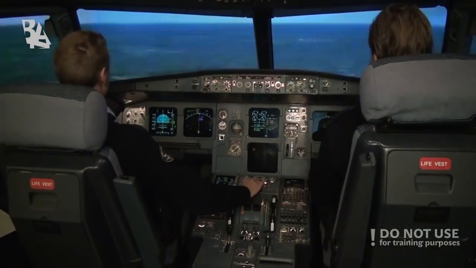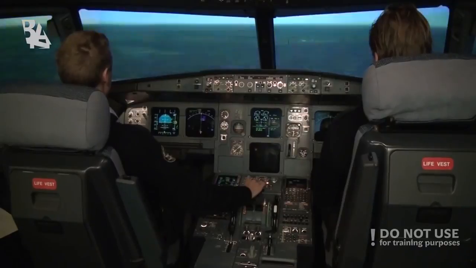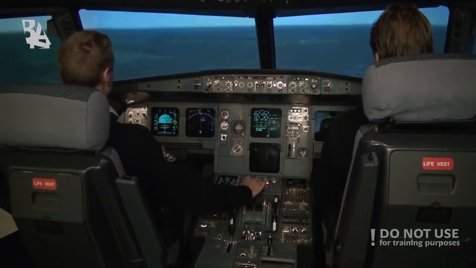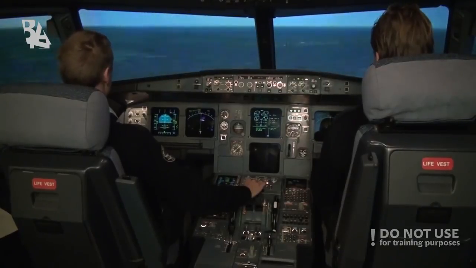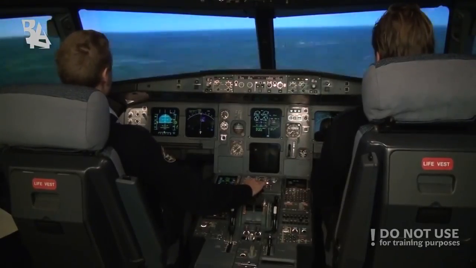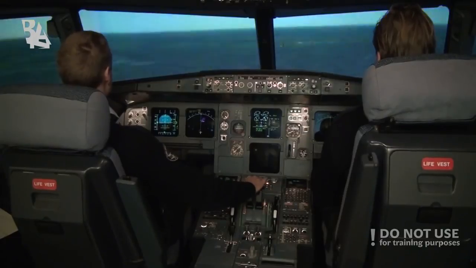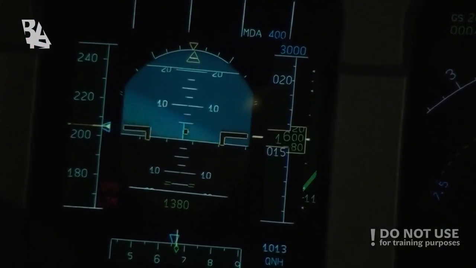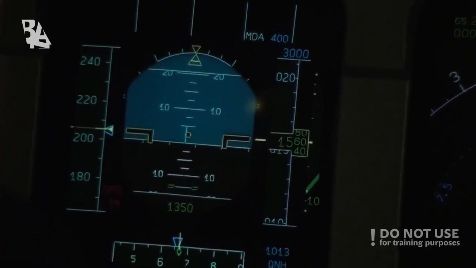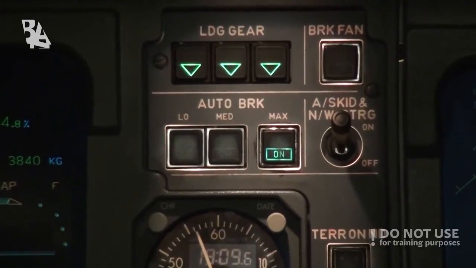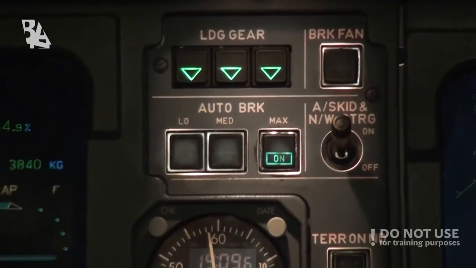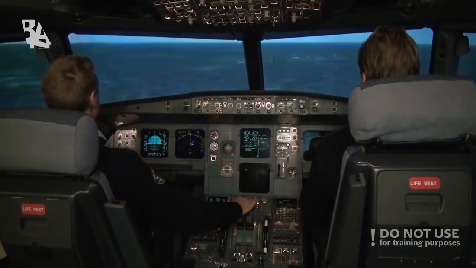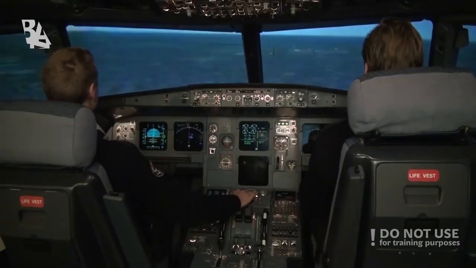Okay, so here we are on the final. We're going to do a flap up landing. Our altitude is 1,900 feet. And our approach speed, or VRF, is 205 knots. Our decision height is 400 feet. We have our auto brakes set to maximum. This is a long runway, so this won't be a problem.